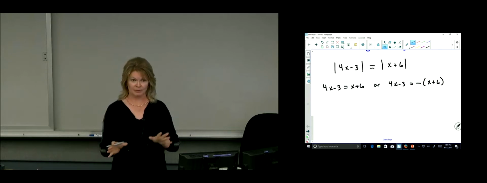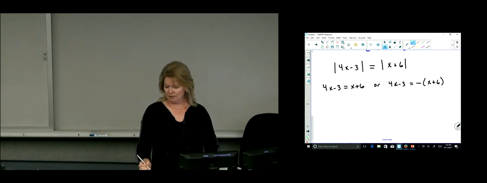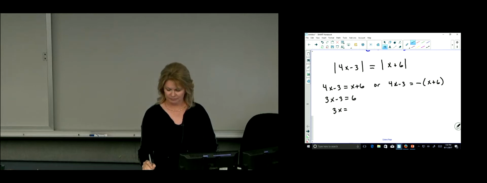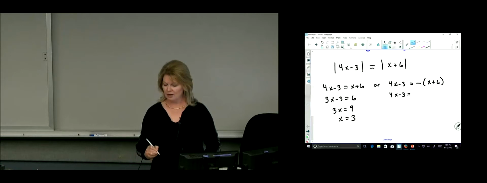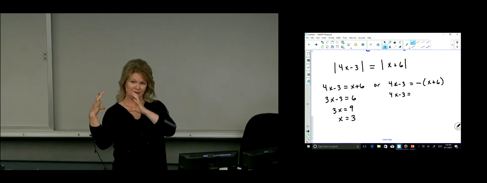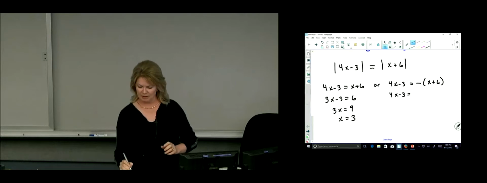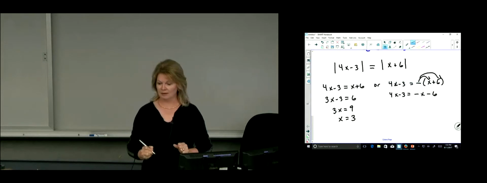Once I've set that up, again, after that, we're doing what we've done all along. So then you just go through and solve each of those. For the first one, I just chose to subtract x and then add 3 and then divide by 3. Notice that I said it's the opposite for the second one. So I had to put the negative on the outside with that parentheses, x plus 6. So make sure you change each sign. So like distribute that negative.